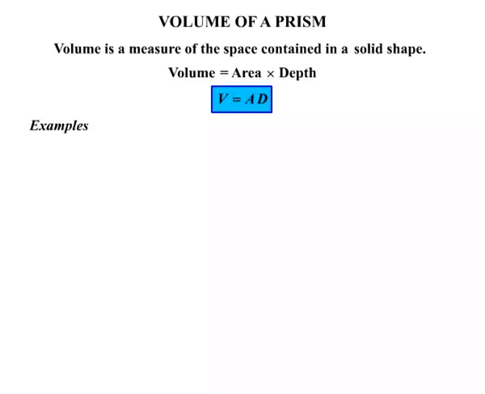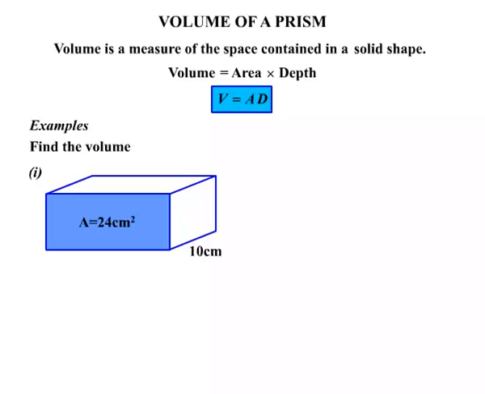Now let's look at some examples. We're asked to find the volume. In this particular cuboid, we're given that the area of the face is 24 square centimeters, and we can see the depth is 10 centimeters. So there's our formula, V equals AD, where the area is 24 and the depth is 10 centimeters. So we multiply by the 10. 24 times 10, don't search for the calculator for this one, easy, equals 240. Again, we're dealing with volume, so we make sure we write cm cubed, cubic centimeters.